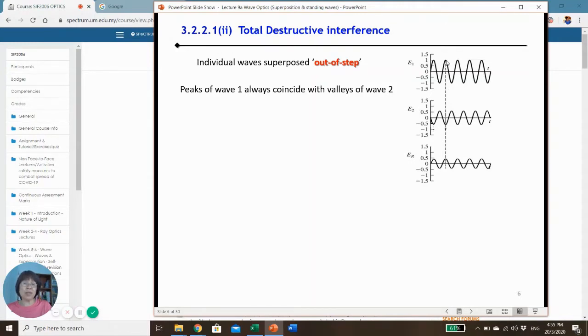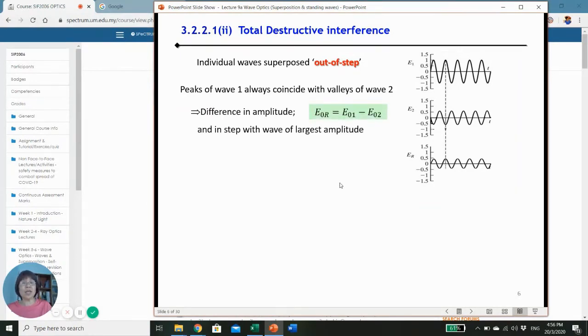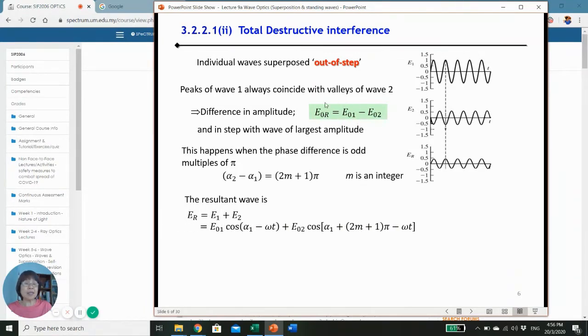So when E1 is at its peak, E2 is at the valley, but when they're zero, they're still zero. So when they're totally out of step but the amplitudes are different, the resultant would also be a harmonic wave, but the amplitude would be this amplitude minus this amplitude, all right? So that gives us the difference in amplitude written in this form. And this resultant wave would then be in step with the wave that has the larger amplitude, which is here. You can see the peak coincide with the peak of E1.